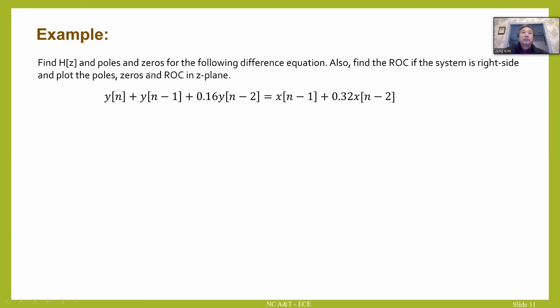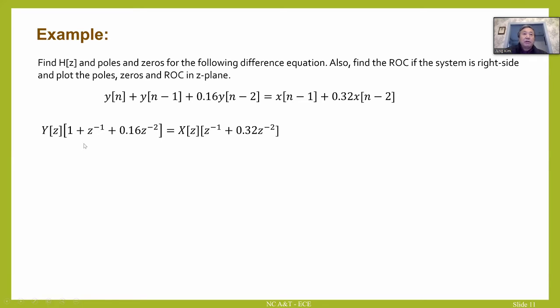So we assume the right-sided sequence. Apply the Z transform: Y of z, plus z to the minus 1 Y of z, plus 0.16 z to the minus 2 Y of z. This is 1 delay, so z to the minus 1 X of z, and 0.32 with 2 delay, z to the minus 2 X of z. Okay, like this one.